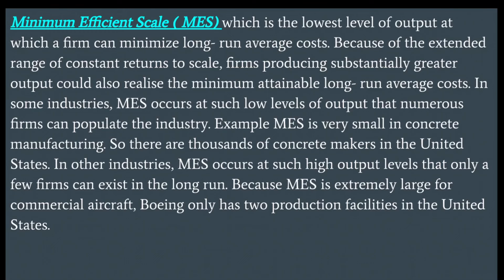In some industries, MES occurs at such low levels of output that numerous firms can populate the industry. For example, MES is very small in concrete manufacturing, so there are thousands of concrete makers in the United States. In other industries, MES occurs at such high output levels that only a few firms can exist in the long run. Because MES is extremely large for commercial aircraft, Boeing only has 2 production facilities in the United States.